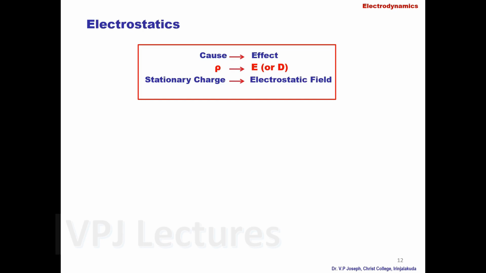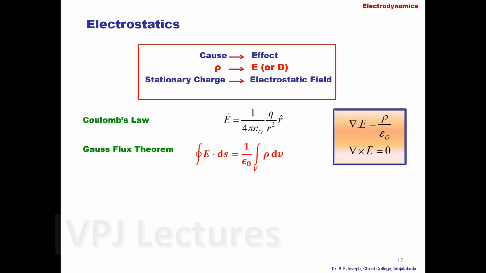Now before concluding, I would like to summarize what we have discussed so far. The electrostatic problem may be considered as a cause and effect principle, with the cause as the source, static charge, where rho is the generalized form of the static charge, and the effect is the electric field. We have two fundamental equations: one is Coulomb's law and Gauss's flux theorem is the second one. We have the integral form of Gauss's flux theorem here, and we also represent it as del dot E equals rho by epsilon zero, which is called the differential or point form.